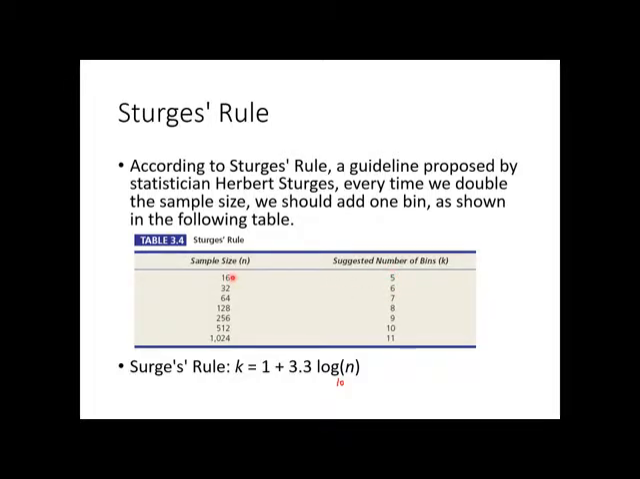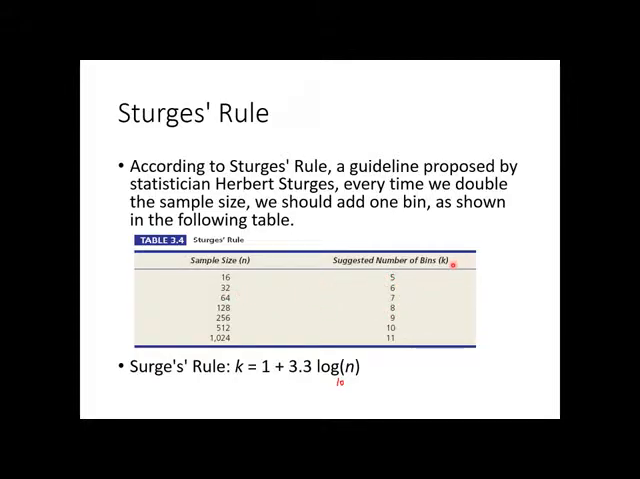If your number of data is larger than 16 and lower than 32, for example 20 or something like that, then your suggested number of bins is 5 or 6, but it is just a suggestion.